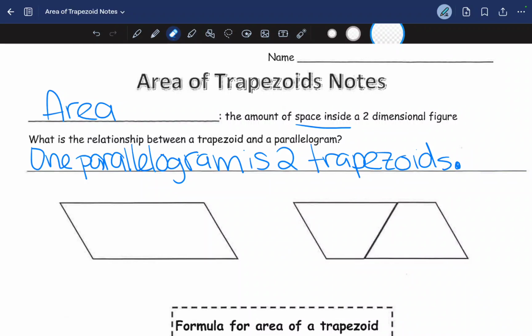Hey guys, today we're going to learn about the area of trapezoids. So let's go ahead and get started.